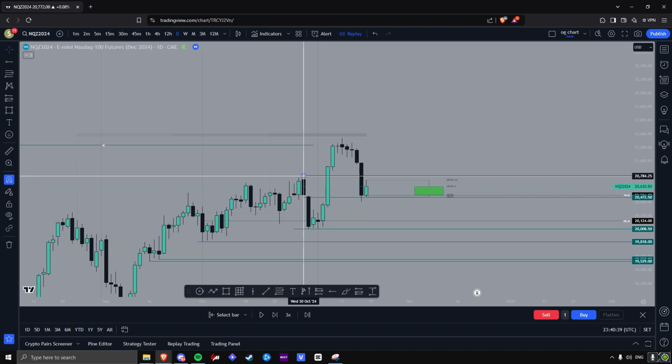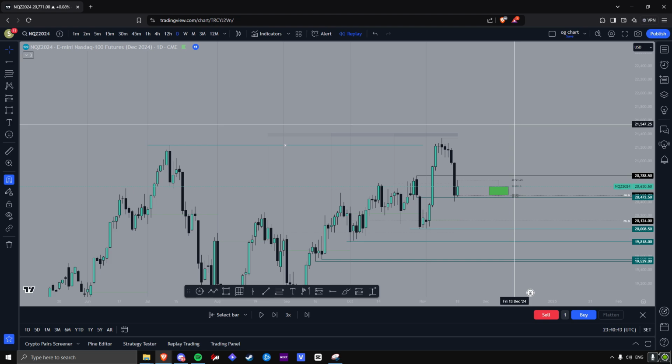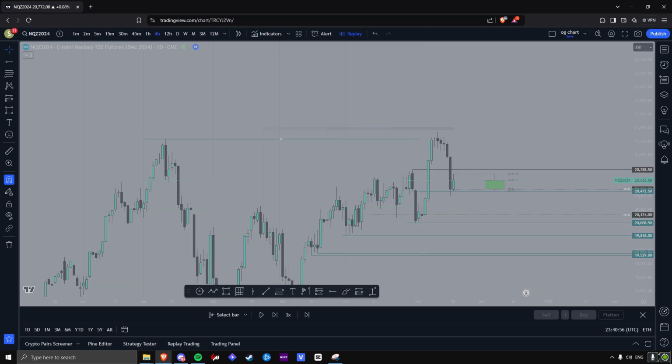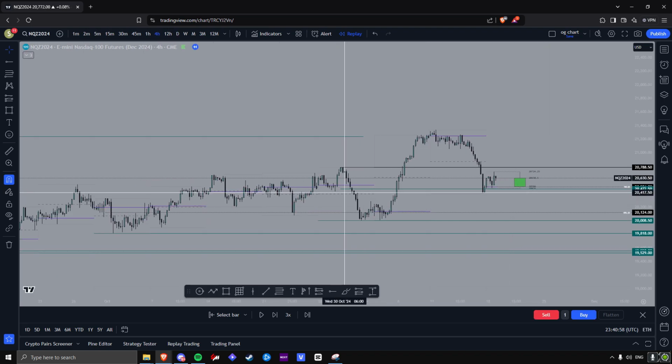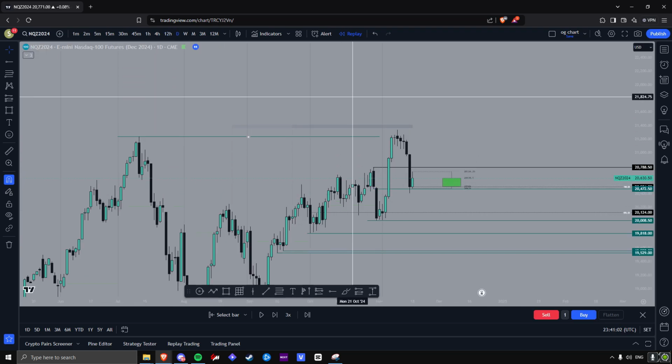So we want to mark out the top of that breaker block, because that's where price is most likely to tap and then go off of. So the inverse fair value gap as well, we want to mark the top of that inverse fair value gap, because that's again where price is most likely to tap and then go off of. So as we can see, the poison of choice was the daily inverse fair value gap for NQ.